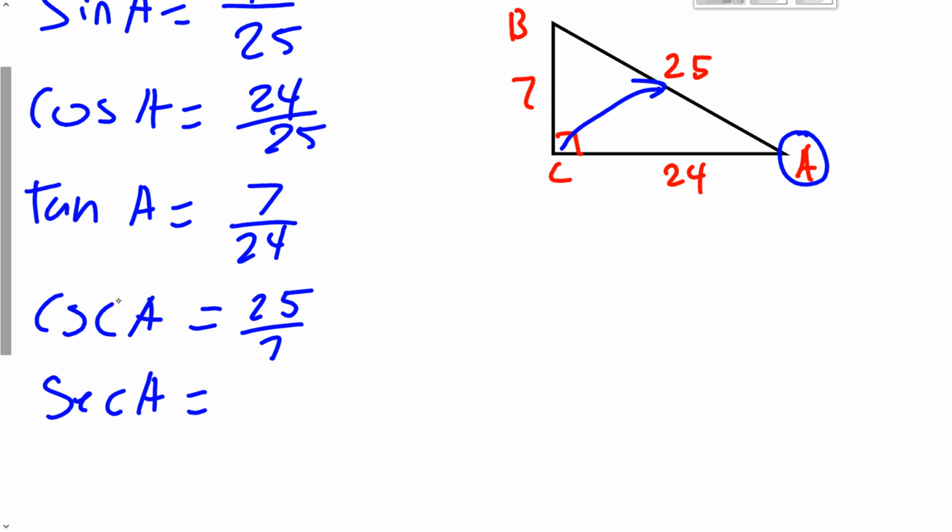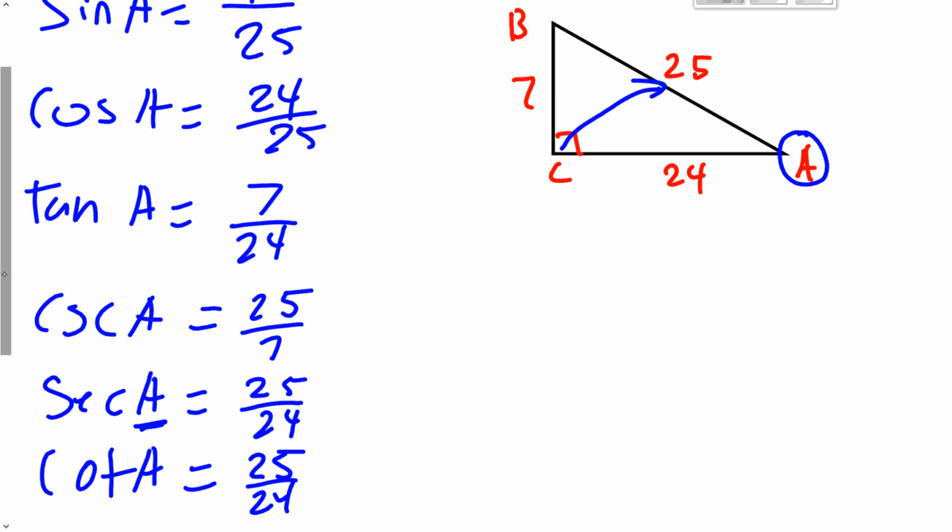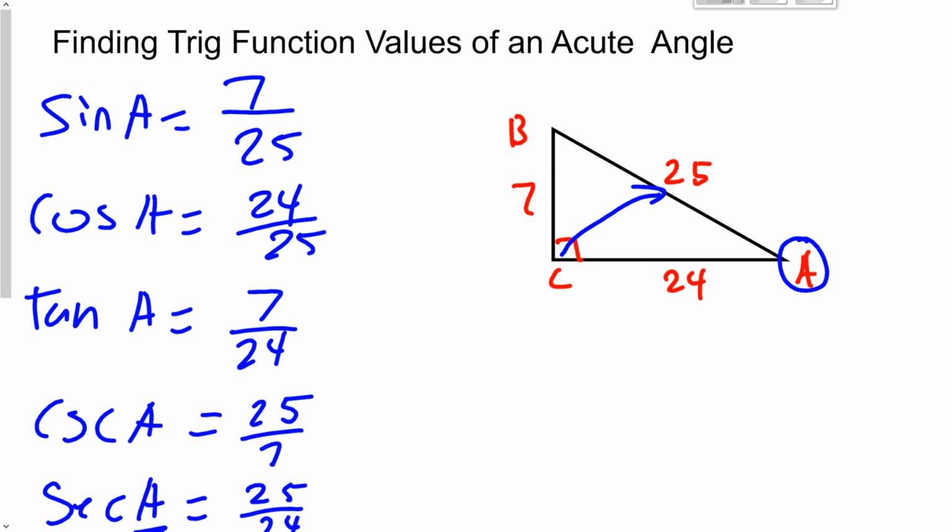Secant of A, right? I always put my angle in there. It's not just secant equals 25 over 24. It's secant of angle A, right? You have to identify which angle you're talking about. And cotangent of A, because, or sorry, not tangent, we already did tangent, cotangent. Because as we can see, after I do cotangent here of angle A, which is 25 over 24, we can see, based on the angle, my answer will be different, right?